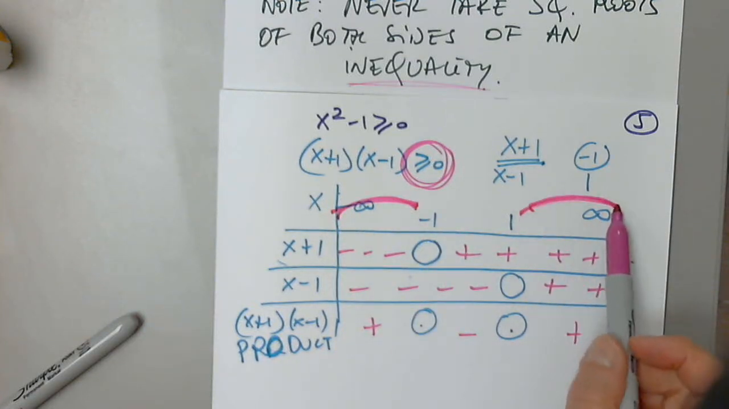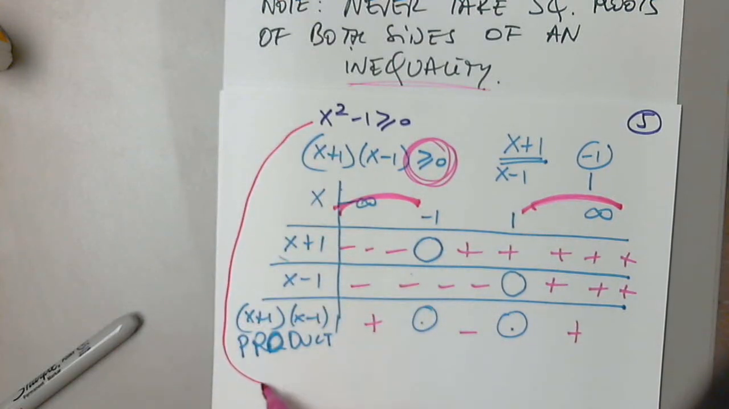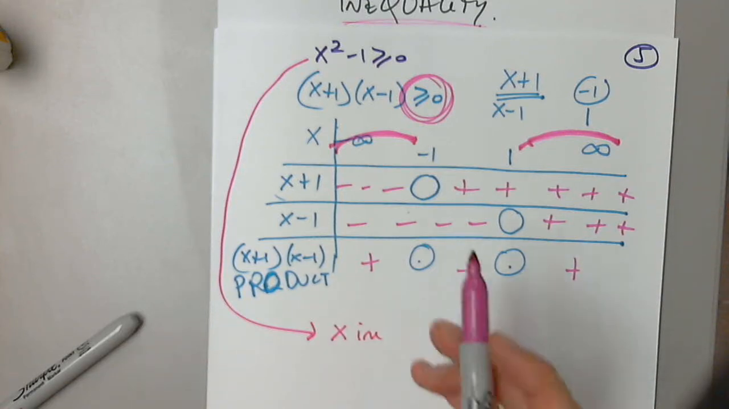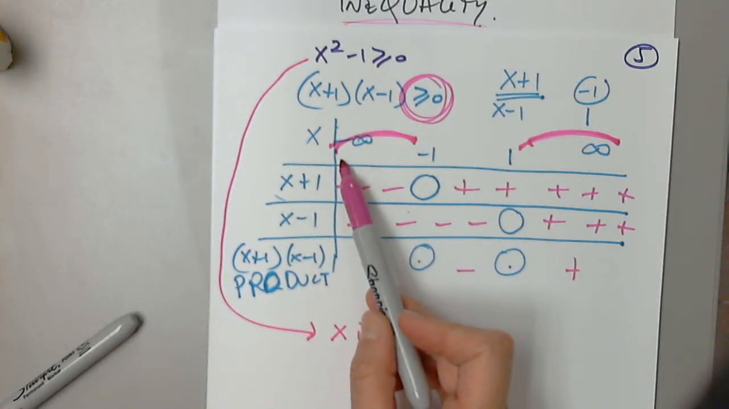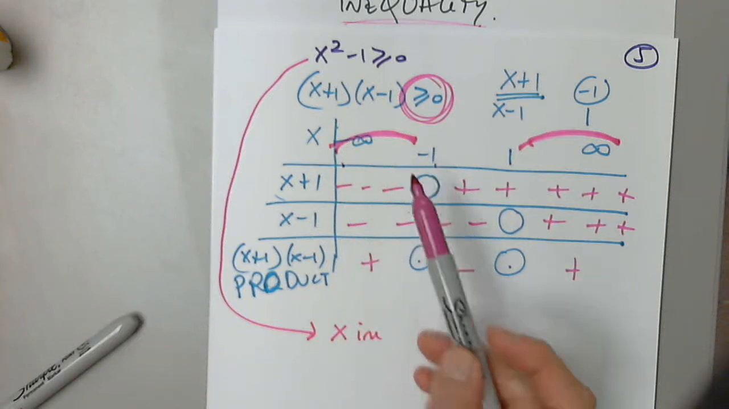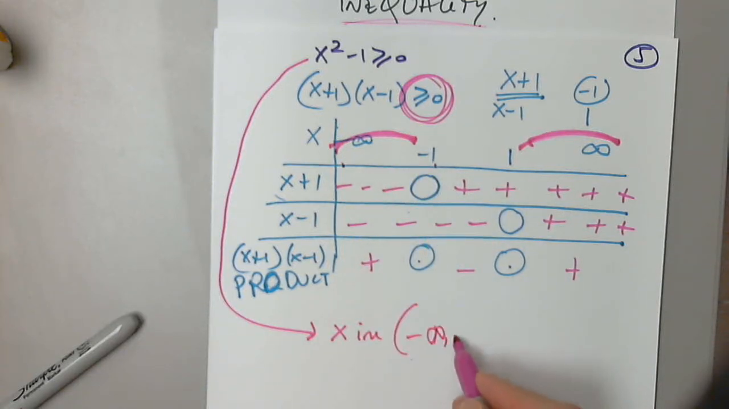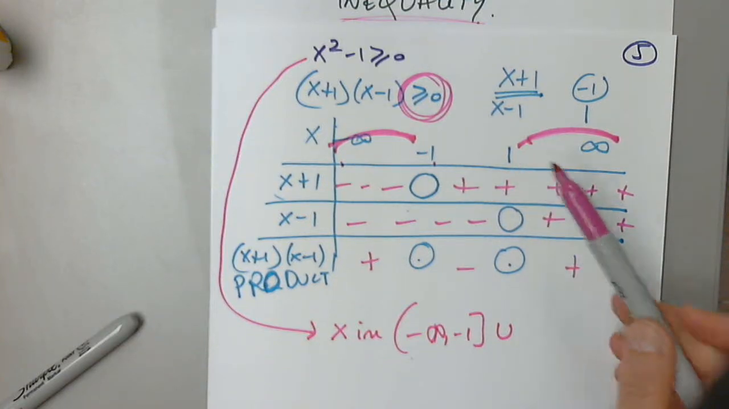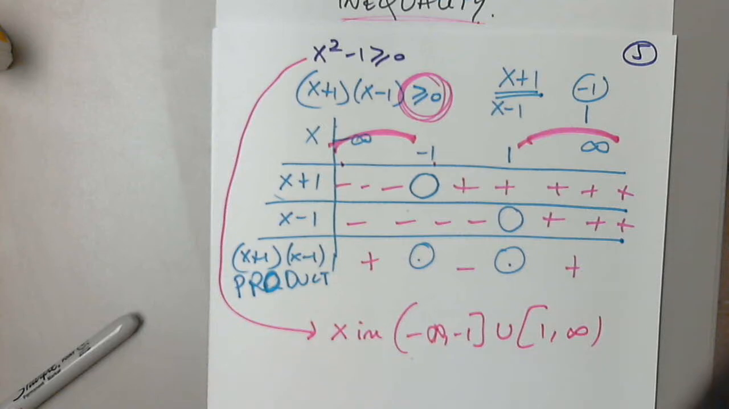Greater than 1. So now I would like to write this in interval notation. X in the interval negative infinity to negative 1, union 1 to infinity. That's it. So this is the method that I like to present whenever I show any type of inequality that is not linear. Quadratic, rational, etc.